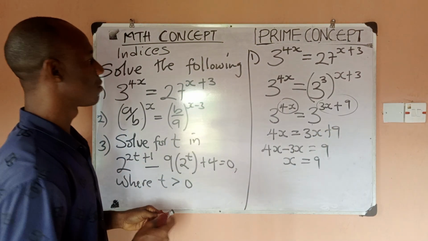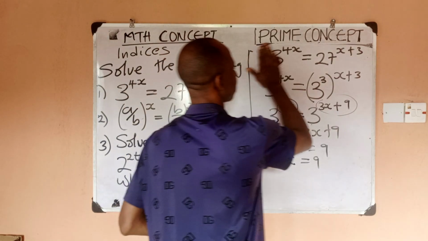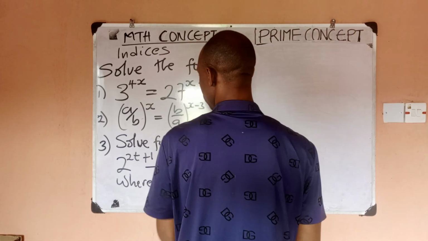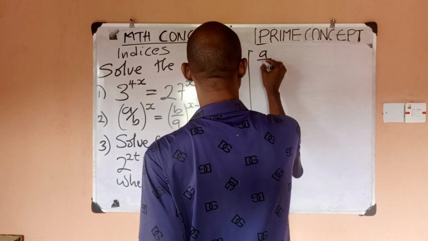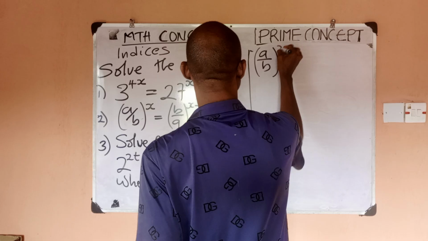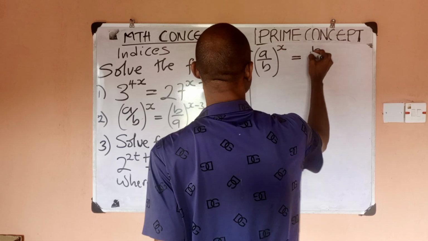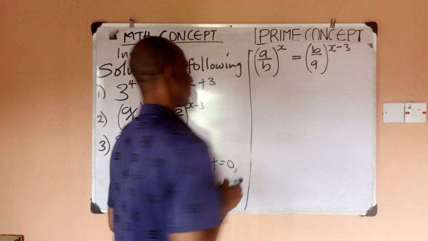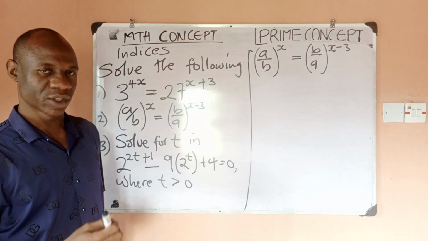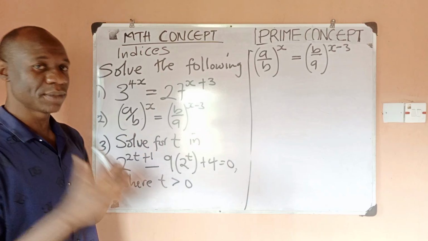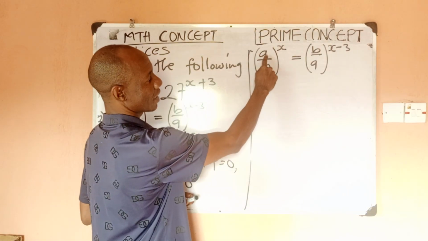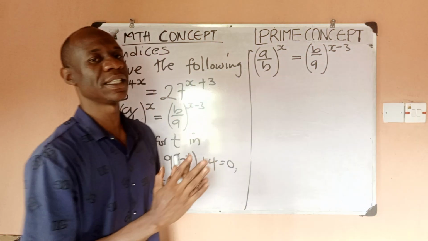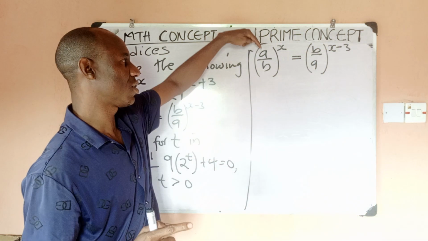So let's take a look at the second problem we have here. Number 2 says a divided by b all raised to power x. This is equal to b divided by a all raised to power x minus 3. Now, you would notice something also. Our bases are almost the same. In this case, what is your base? Your base is actually this whole thing, a over b and b over a. That whole thing in the bracket is your base. So your base is not just this.